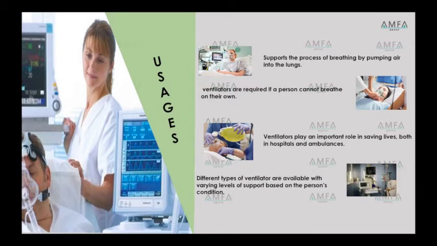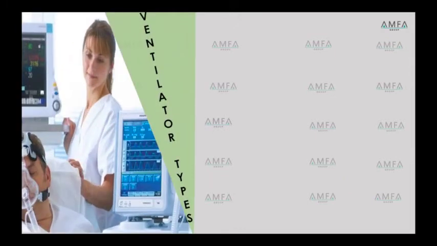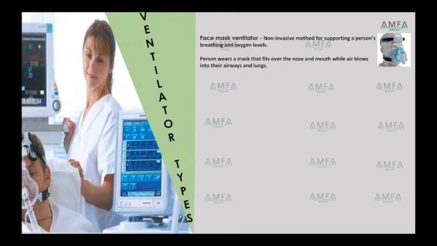Different types of ventilator are available with varying levels of support based on the person's condition. So what are those different types of ventilator? Number one, face mask ventilator. Please remember there are two types of methods, techniques by which a person can be supported with a ventilator. One is invasive and another one is non-invasive. Non-invasive means we don't provide a tube directly into the lungs.